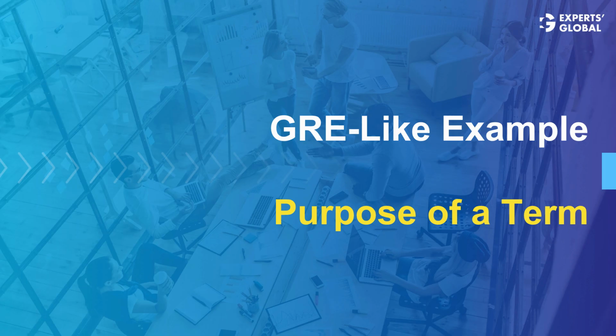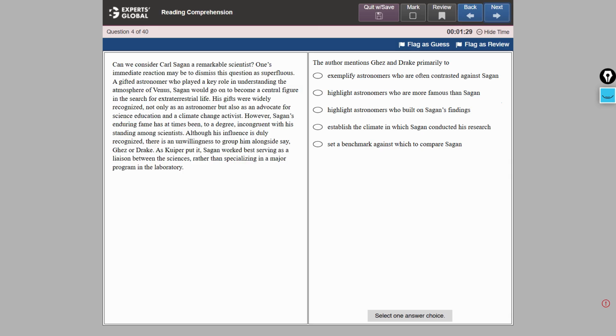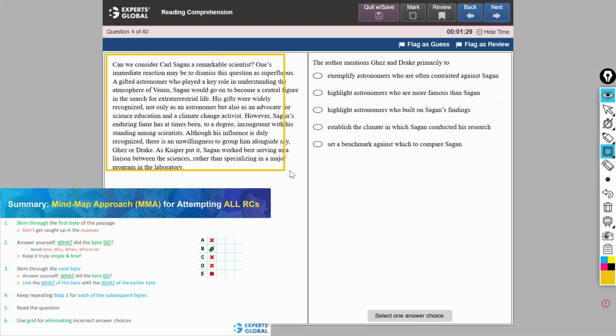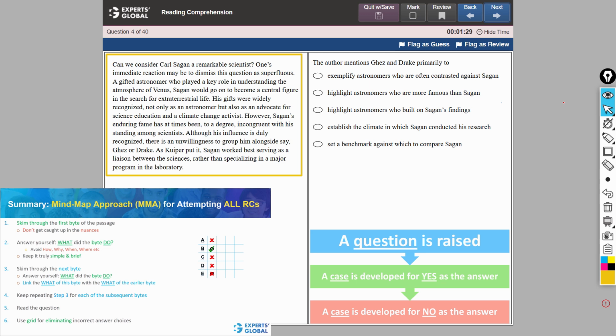Let us now take a GRE-like example. Here is the question, and here is our mind map approach. We have seen this passage in earlier lessons, and this is the mind map we came up with. Our first bite was the first sentence of the passage. What did it do? It raised a question around whether this scientist can be considered a remarkable one.